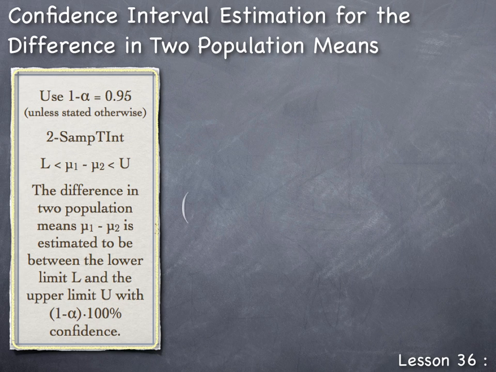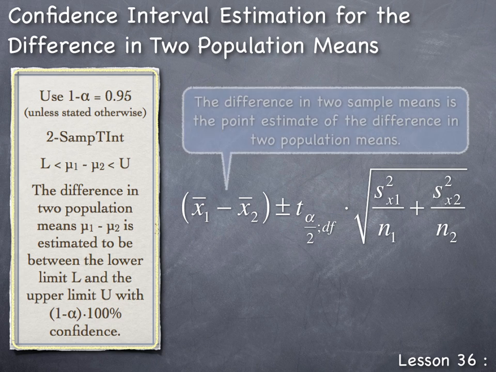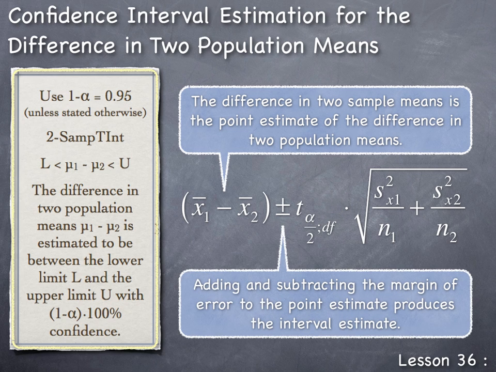Now, the formula programmed into the TI-84 calculator is given here. It involves the difference in the two sample means, x bar 1 minus x bar 2, which is the point estimate of the difference in the two population means, mu1 minus mu2. The t times the square root of the sx1 squared over n1 plus sx2 squared over n2 is our margin of error. And adding and subtracting the margin of error to the point estimate produces the interval estimate. Subtracting produces the lower limit L, and adding produces the upper limit U.